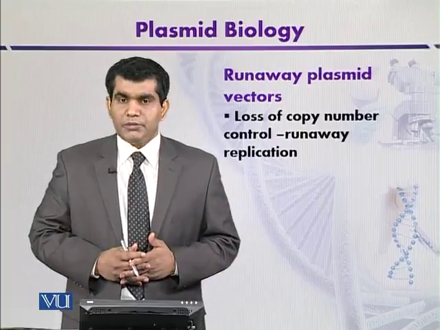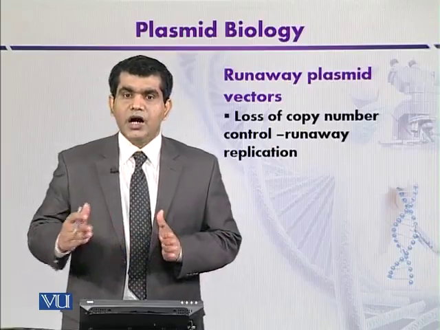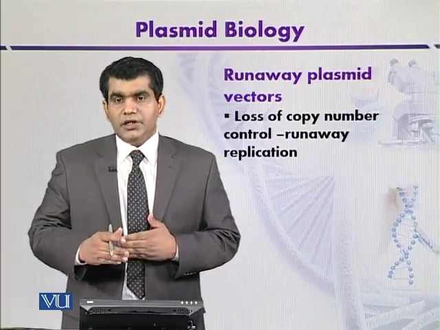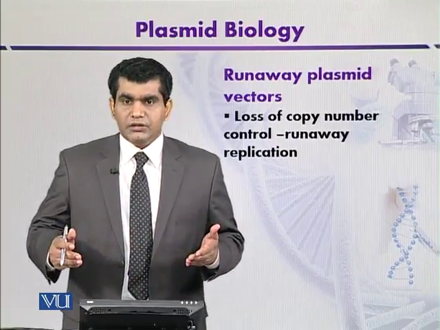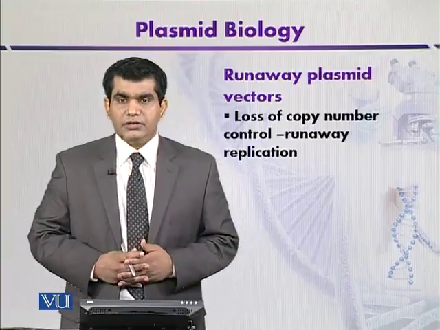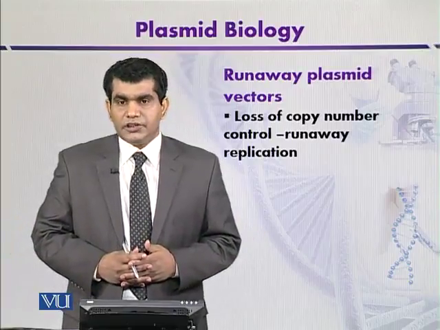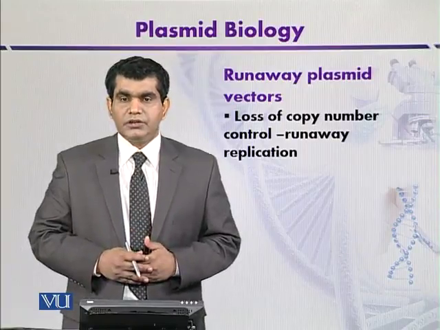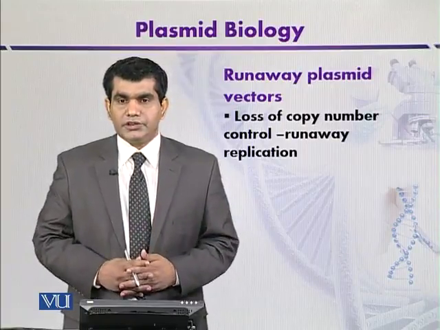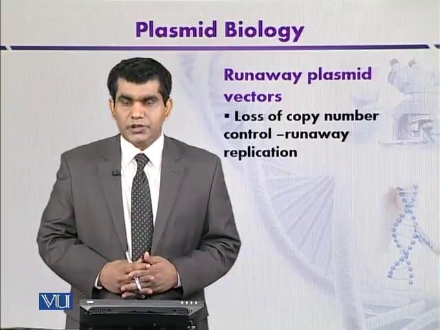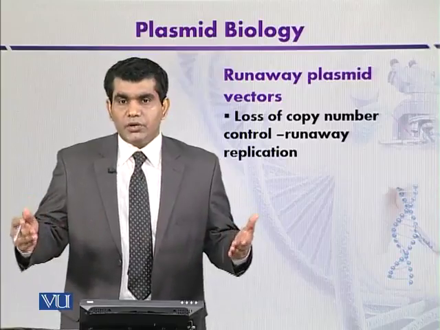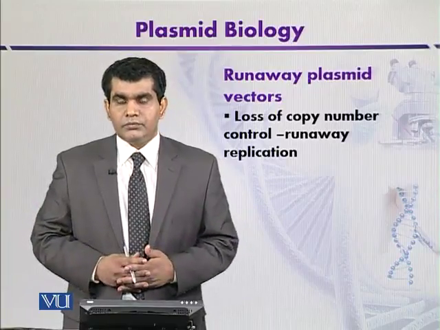If they are produced in abundance by using high copy number plasmids, then it may be lethal to the cell, cause death of the cell. That is not desirable until you get the appropriate concentration of your target protein or metabolite. So how can we solve this problem?